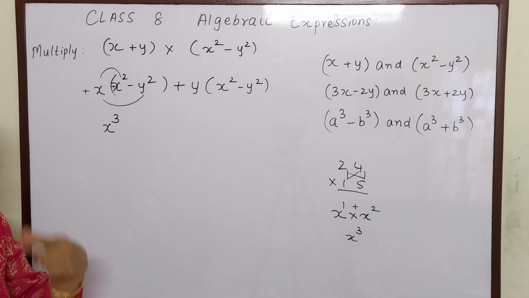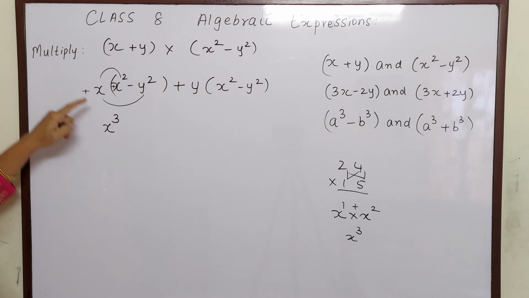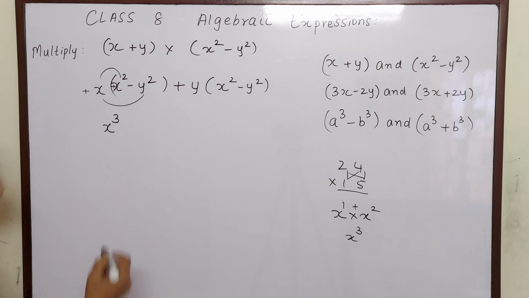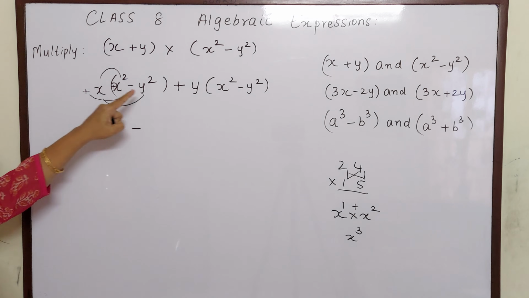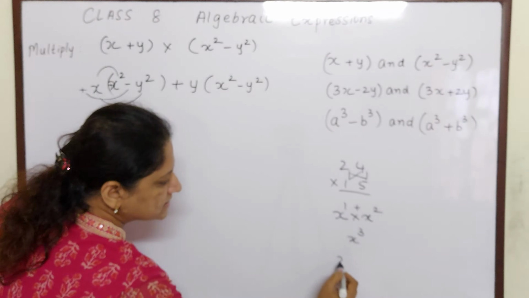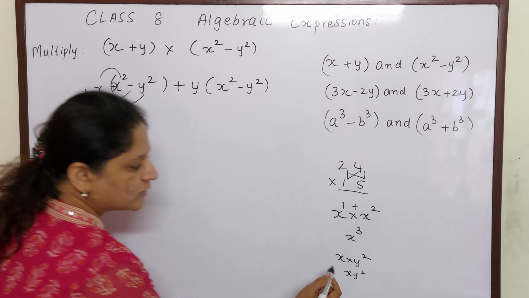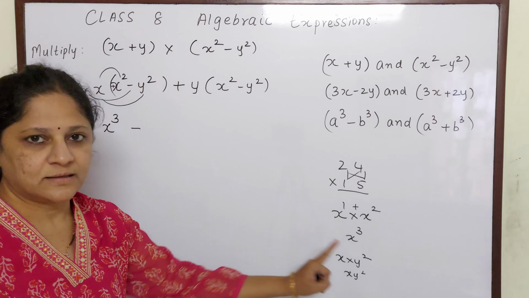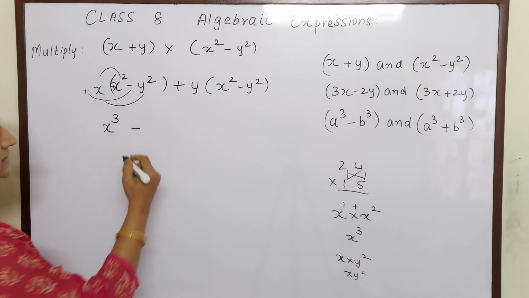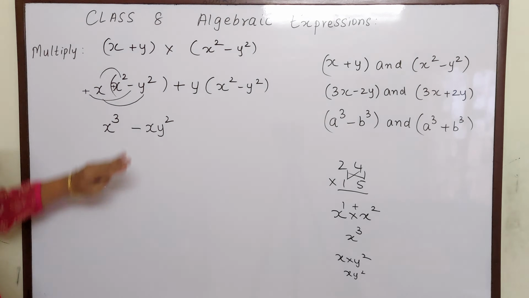Next, again before multiplying the algebraic expressions, we have to multiply the signs. Plus into minus, minus, and x into y square. What is x into y square, children? x y square. Why? Because x and y are different alphabets, we cannot add the powers. The base should be the same. So x y square. Now this is done.